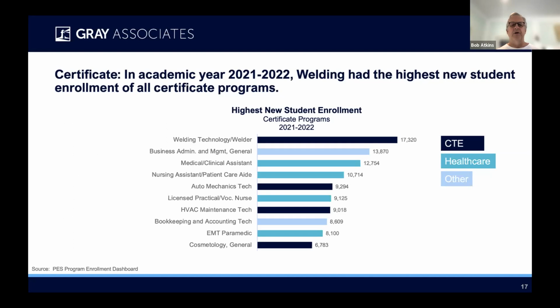Then what used to be a very large program is beginning to come back recently as medical clinical assistant. Then we see nursing assistant, healthcare aide, and then two other health programs on this list: licensed practical nurse and EMT paramedic. And then we have a couple that are more technically oriented: auto mechanic tech, HVAC tech, and we grouped cosmetology here, probably better in health and beauty, but in technical in its own way, I suppose. So that's the top of the list here.